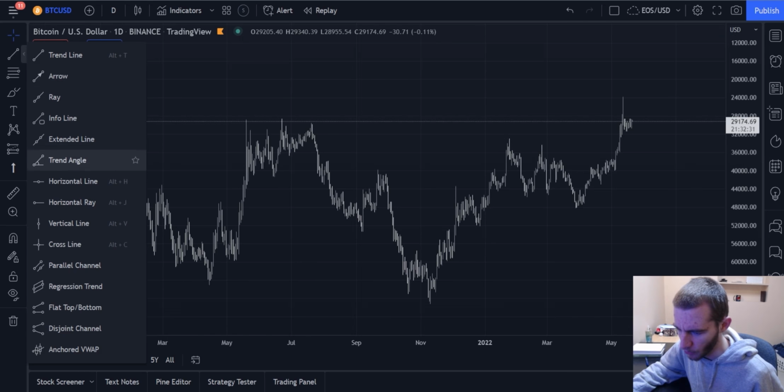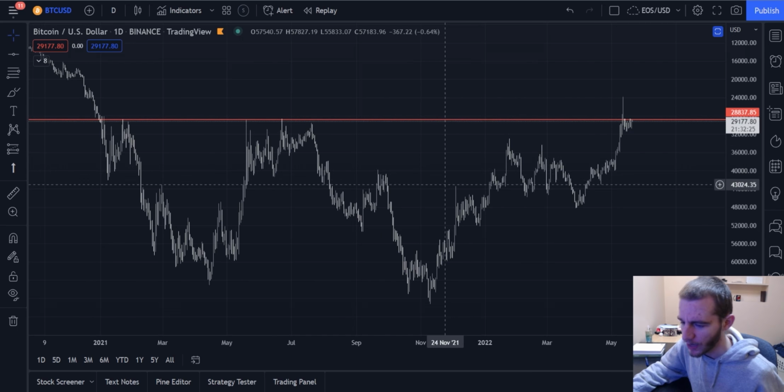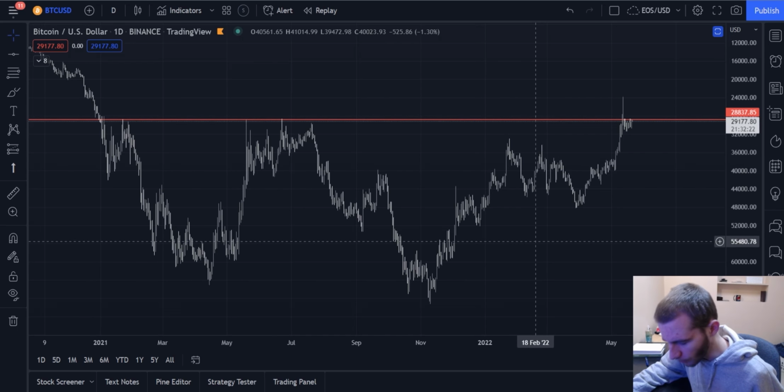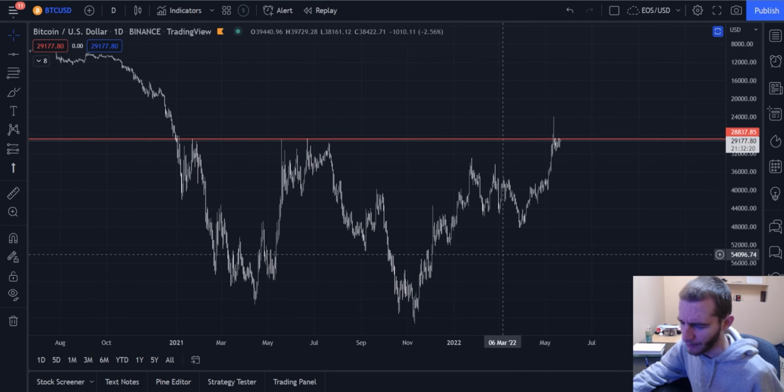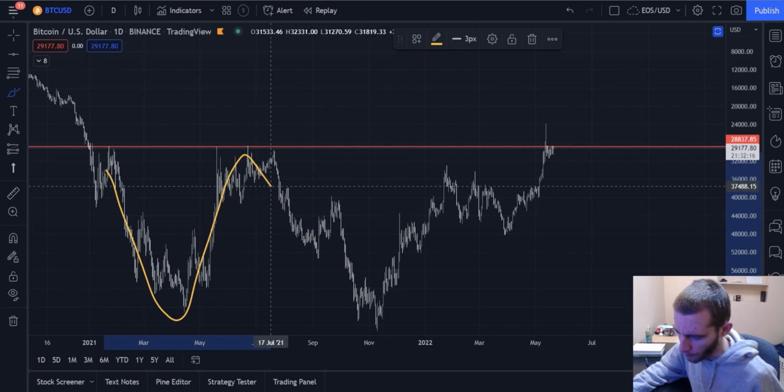We can see on Bitcoin that 28.6K, let me get it up. It's a bit confusing to get up here on this scale. 28.6K is still the critical level for Bitcoin. And we can see that what we actually have here on Bitcoin is a massive double bottom formation.